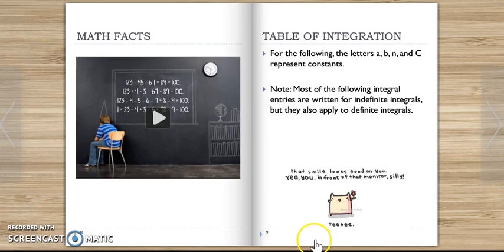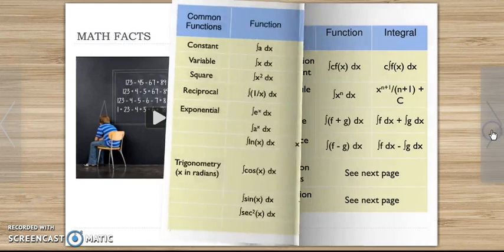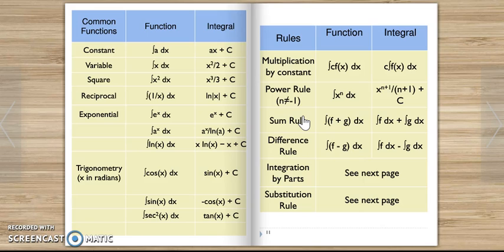So then we stop, and next is the table of integration. What is the table of integration? When you want to integrate a function, you can refer to the table of integration. It is easier like this. This is the function, and this is what it becomes when you integrate it. This is the integral.